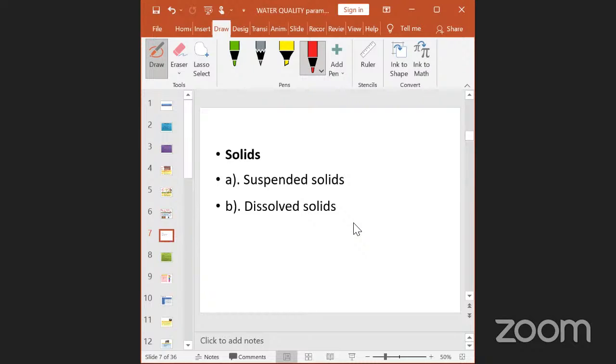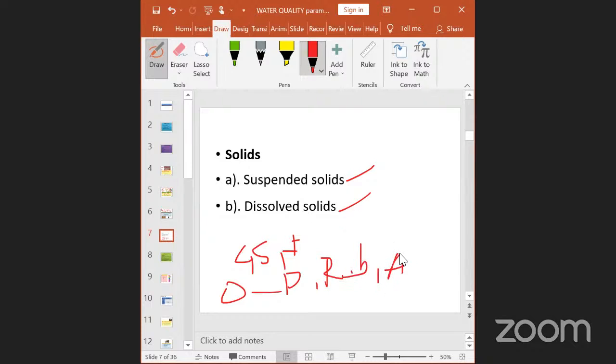So the next one is solids. Solids can be subdivided into two categories. The first one is suspended solids, and the next one is dissolved solids. These two kinds of solids include inorganic particles, that is, clay, silt and fine sand, and organic particles, that is, plant residues, bacteria, algae, etc. These are present in the water.